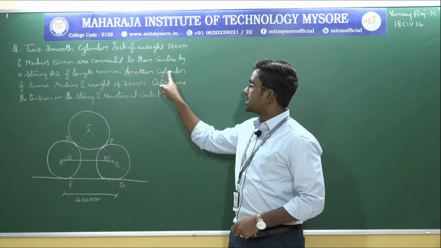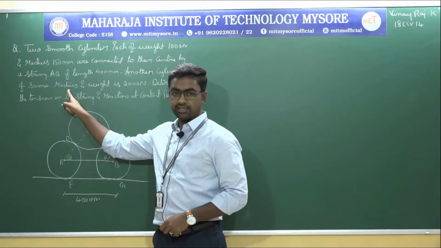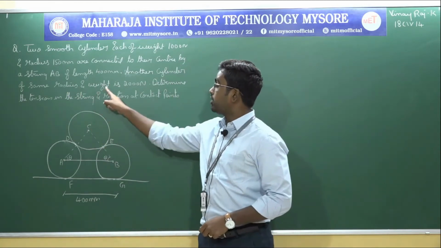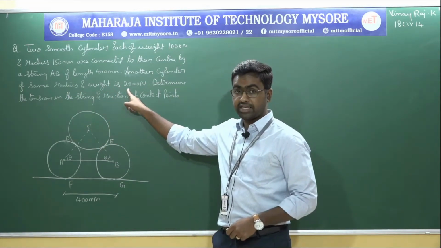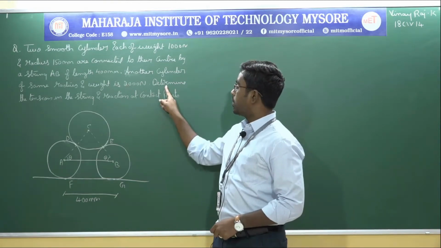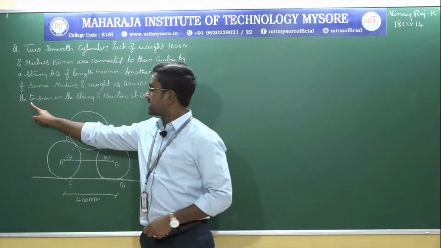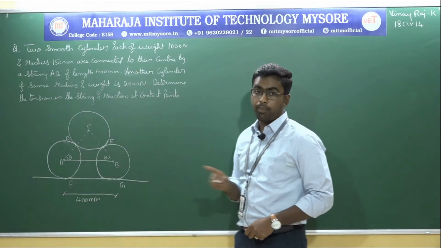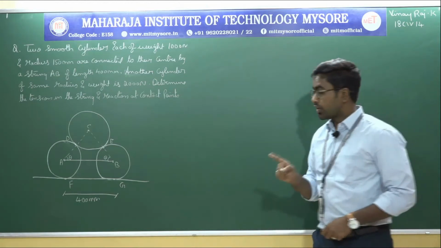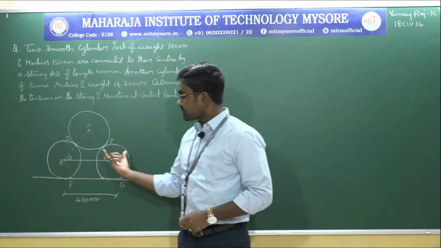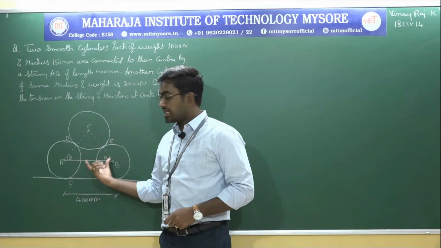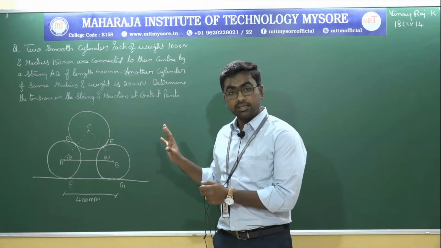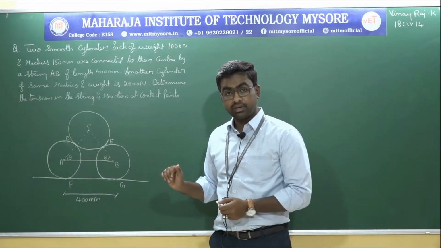Now, another cylinder of the same radius, that is 150 mm, and the weight of this cylinder is different, and that is 2000 Newton. Now, I need to determine the tension in the string and the reactions at the contact points, right? So in this particular problem, there are 3 cylinders and these 3 cylinders are in equilibrium. The complete system is in equilibrium, right?